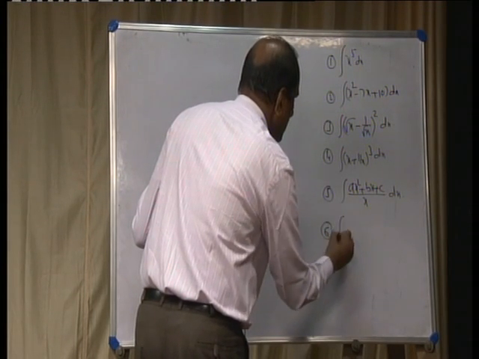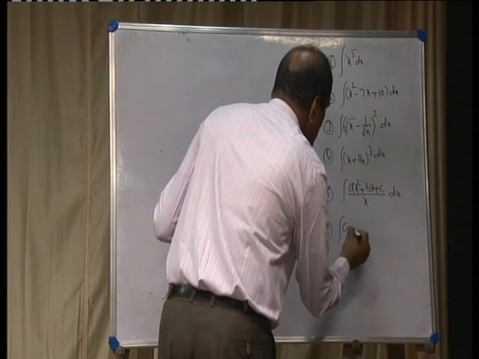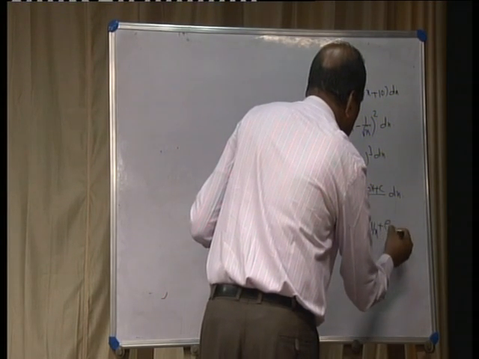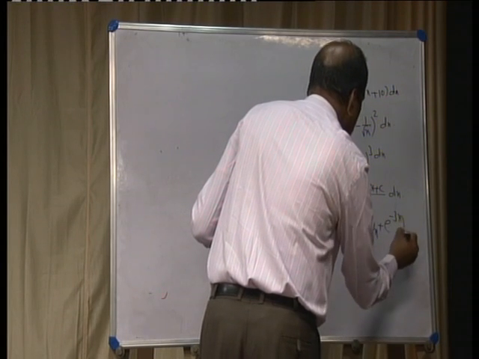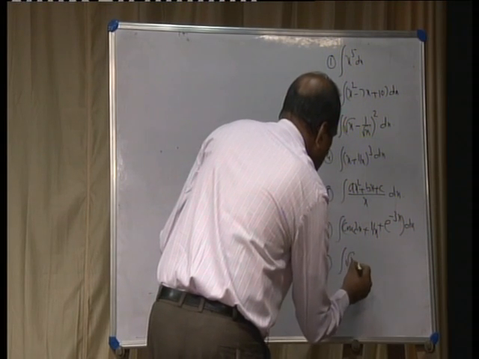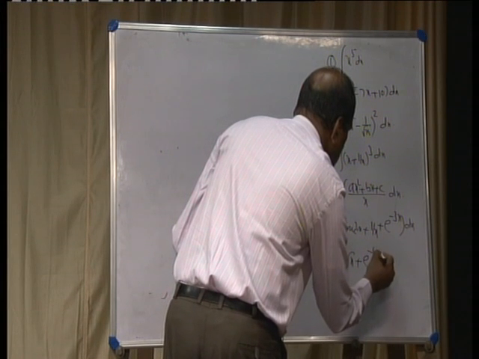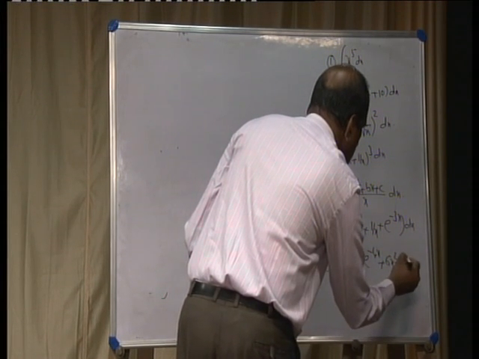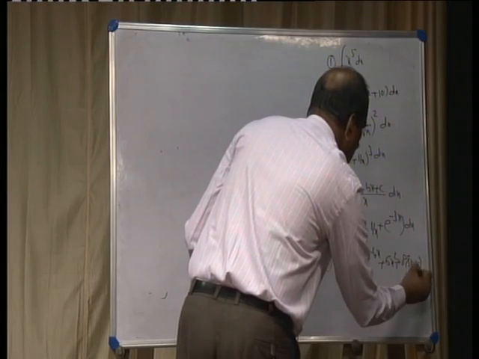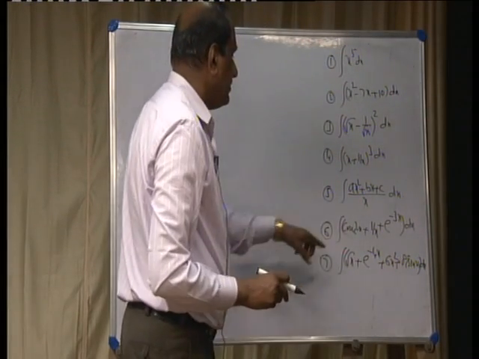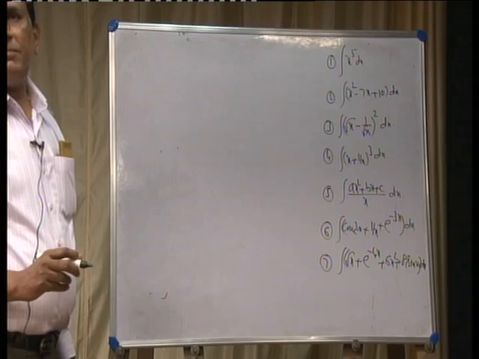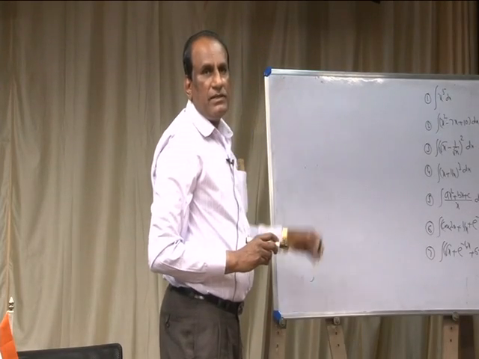Sixth problem, integration of cosecant square x plus 1 by x plus e power minus 3x dx. Seventh problem, integration of root x plus e power minus 4x plus 6x square plus 8 sin x minus sin x dx. Only in these problems are trigonometric functions introduced. So, how do we integrate these simple problems by applying the standard results that I have written on the board?